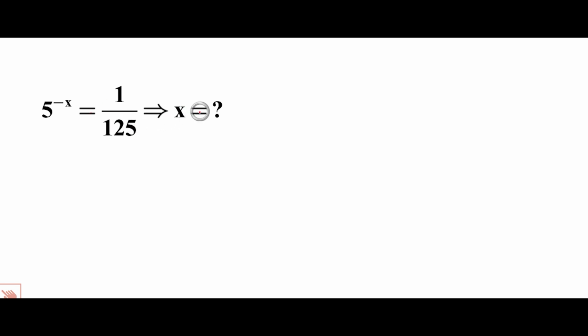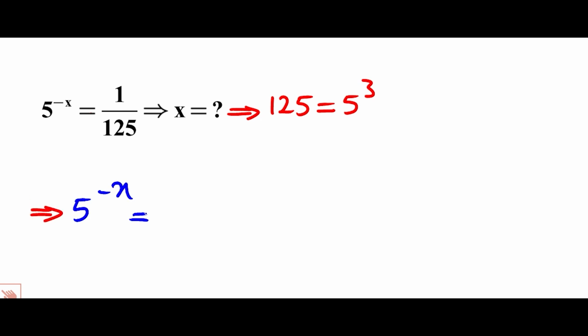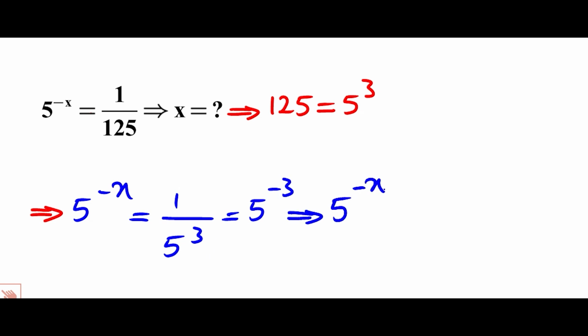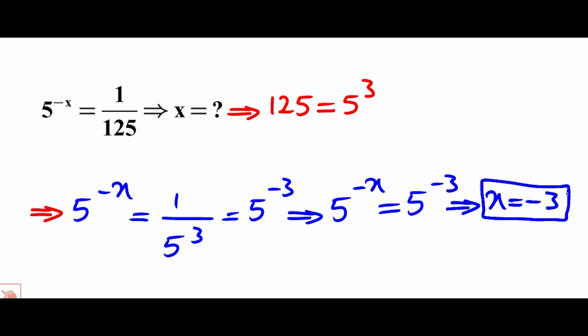Number 4: 5^(-x) equals 1 over 125. Solve for x. As you know, 125 equals 5 cubed, right? So 5^(-x) equals 1 over 5 cubed, or 5 to the power of negative 3. So 5^(-x) equals 5^(-3), so x equals negative 3.